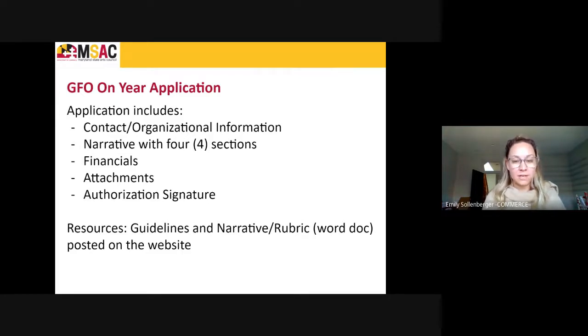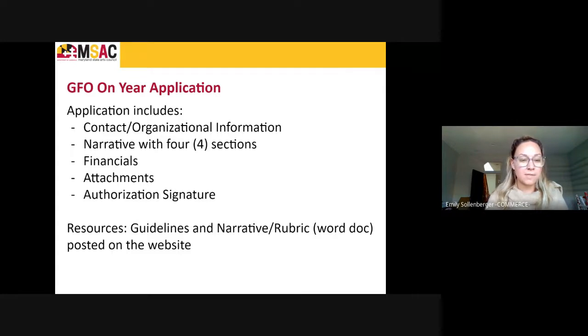And then I've just noted here there's resources, and I just dropped a link into the chat box as well, that our guidelines have been posted for FY23. There's also a narrative and rubric Word document posted under the application process header of that same link. It is a little bit hidden, but look for that application process and scroll down, and then you can open up that Word document and use that as a draft. I know that's a little bit easier for folks rather than working directly in the system, especially if you're sharing the writing and resources with your team. So just note that that's there.